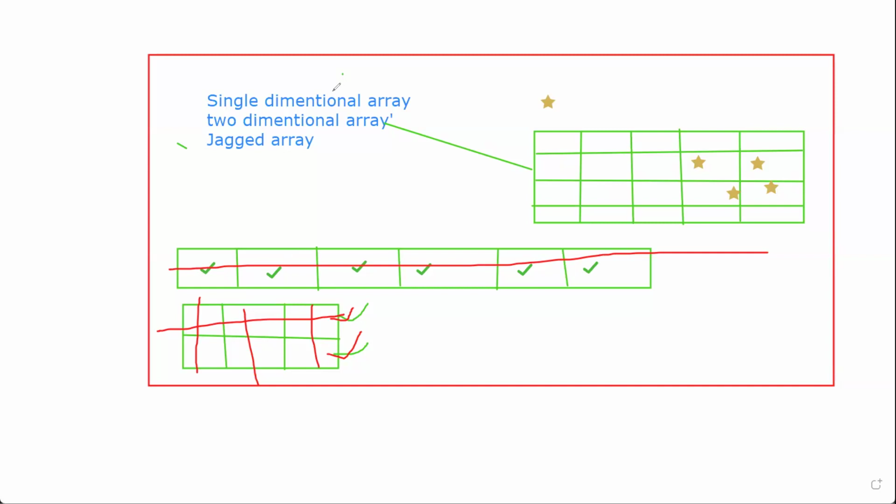However, there are another two types of arrays, two-dimensional array and jagged array. The array we already discussed is the one-dimensional array. Two-dimensional we will discuss in tomorrow's session.